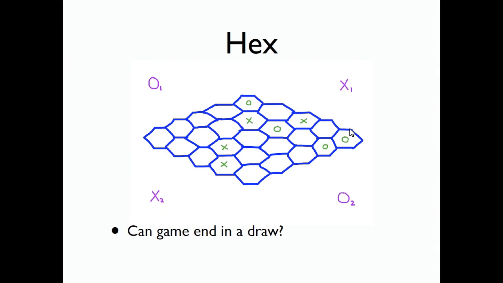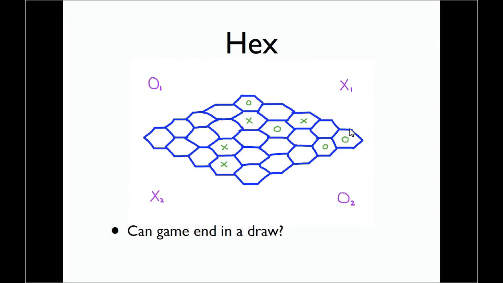One of the questions that you might ask if you start playing this game, remember the players are alternately placing X's and O's. X's are trying to get from this side to this side, and the O's are trying to get from this side to this side. Can the game end in a draw? Is there always going to be a winner? Or, at the end of the game, could there be some configuration, kind of like tic-tac-toe, where there's no winner?